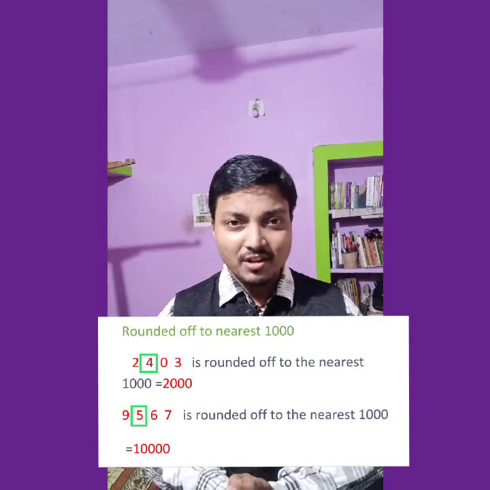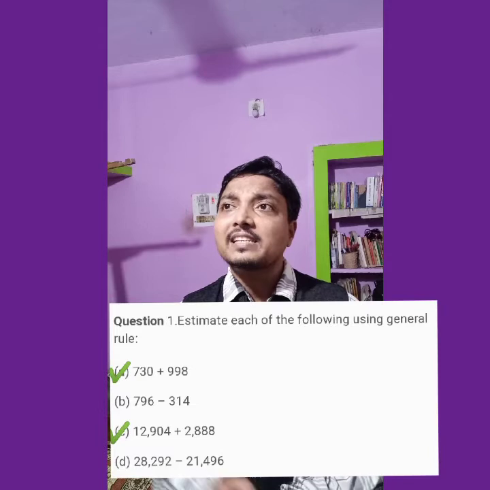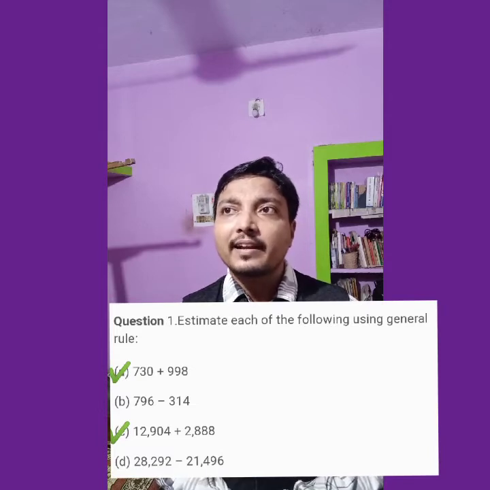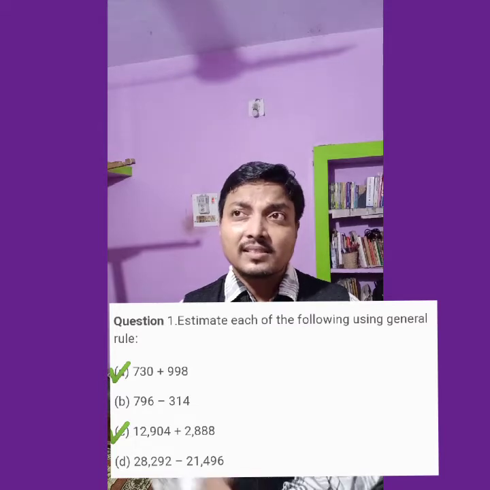Understood or not understood? Okay, now we will do questions where you have to find the estimated sum and estimated difference. This type of question we will follow. Here is the first question, question number 1: find the estimated sum of 730 plus 998.